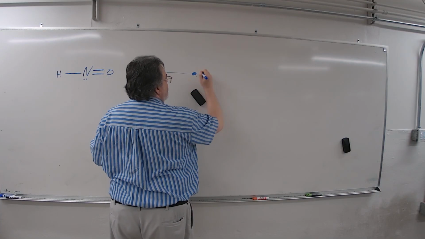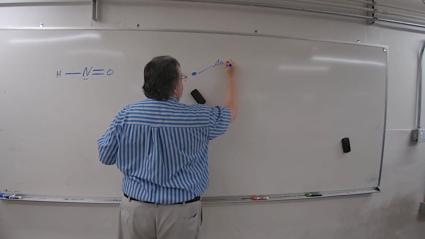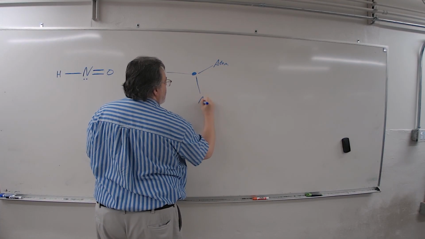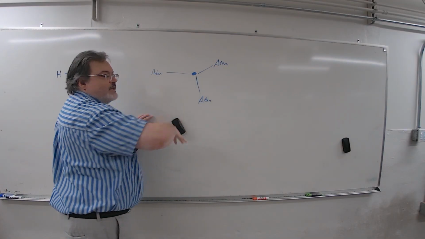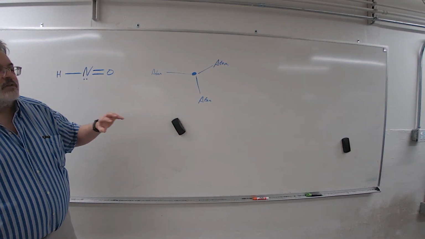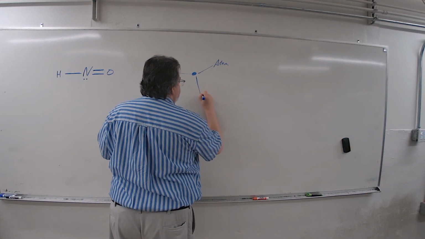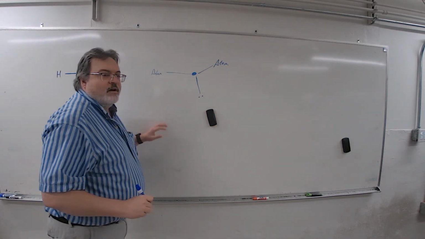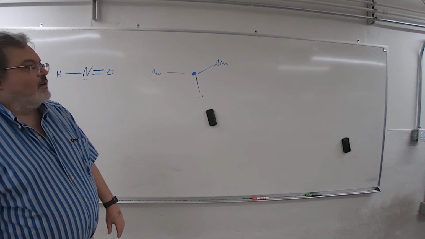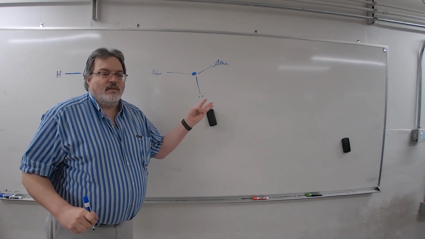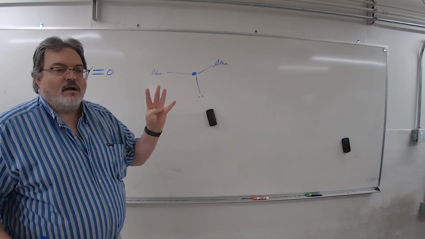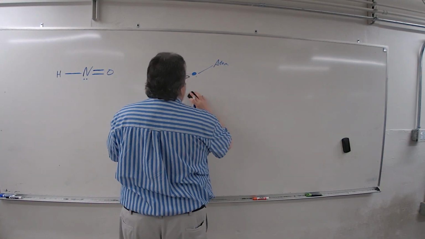Now let's go to three things around it. If all three things around it are atoms, no pairs of electrons, trigonal planar. If one of them is a pair of electrons, bent, 120 degrees. Okay, that's two things around and three things around. Let's go to four things around. Yep, tetrahedral.